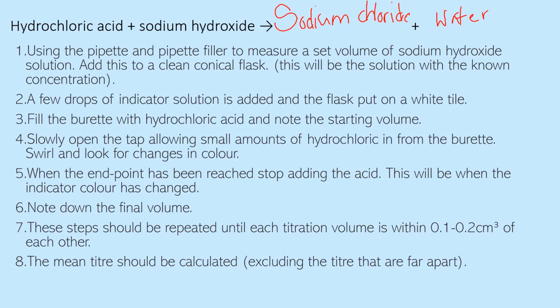We're going to then repeat these steps a few times until we have a range of titration finals between 0.1 and 0.2 centimeters cubed of each other. This is really important because this is when it's going to be really accurate. From those really close points, we're going to then calculate the mean titer. So this will exclude any times we went round where they had a big difference, and the beginning one, because the beginning one's always to find a rough estimate of where it's going to be around.